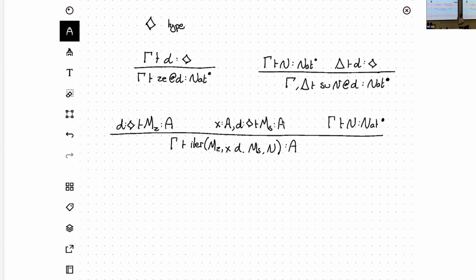How do you construct the diamond? Like, what are the introduction rules? Oh, sorry, the question was, how do we construct a diamond? And you do not construct diamonds. You get them from iter. There is no introduction rule for diamonds.